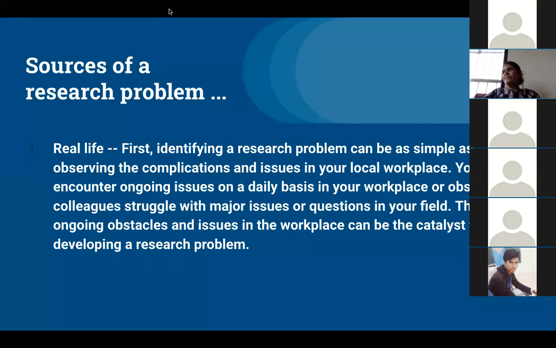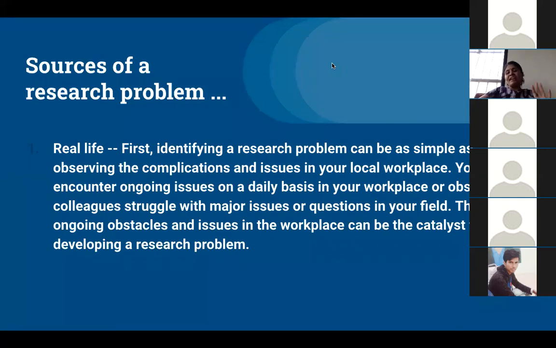Like for example, I want to reach office at 9 o'clock. What time do I wake up? What time do I finish my daily activities? And then what time do I set out of the house? What mode of transportation do I use so that I reach the office at 9 o'clock, right? This itself is a research, right? Identifying a research problem can be simple also, by observing the complications and issues in your local workplace.